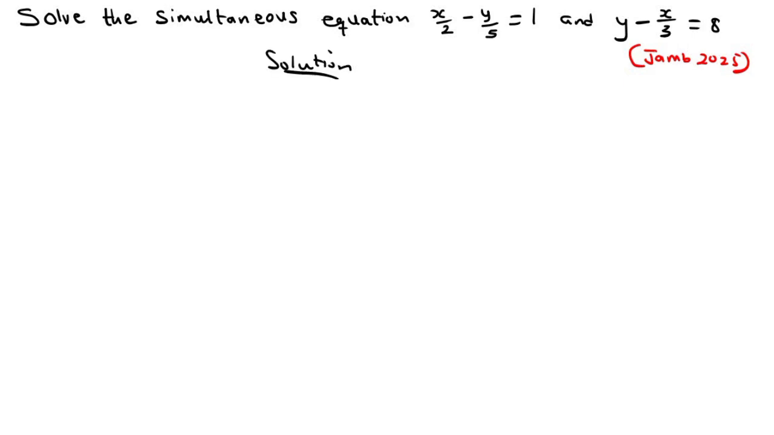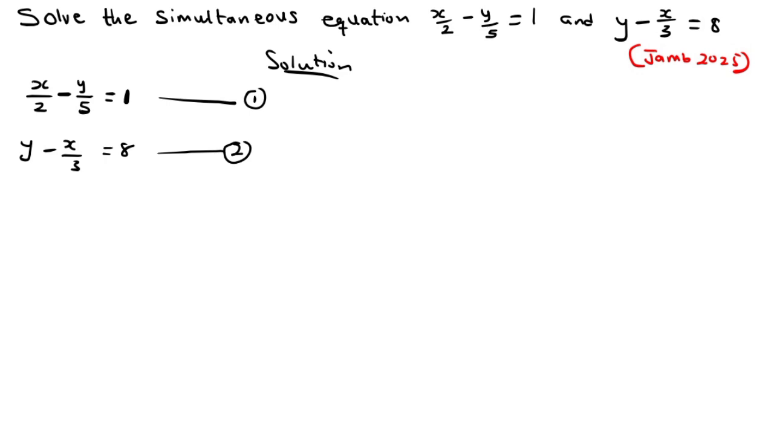So the first equation is x over 2 minus y over 5 equals 1. So let's call this equation 1. And then the second equation is y minus x over 3 equals 8. Let's tag it equation 2. Now the first thing to do here is to clear the fractions.